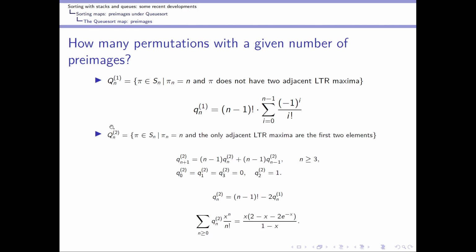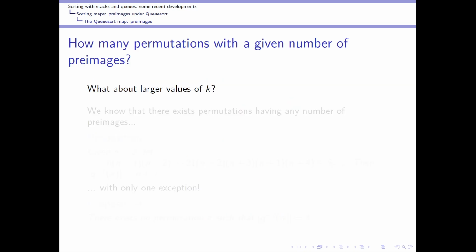In the case k equal 2, the set of permutations having exactly two preimages is a set of permutations ending with n, and such that the only adjacent left-right maxima are the first two elements of the permutation. Also in this case, we have complete enumeration, which is obtained from this recurrence here with this initial condition. We also have a link with the previous counting sequence, and we have this exponential generating function. Okay, what about larger values of k?